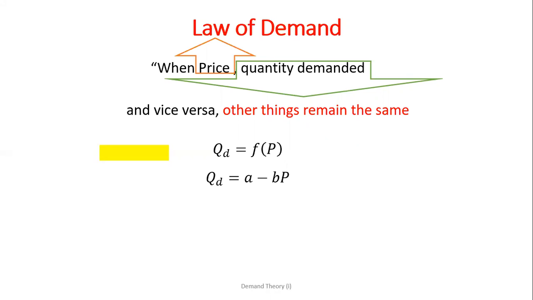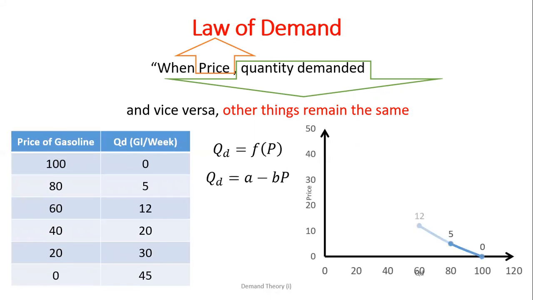Let's understand it with the help of a table. Let's assume that the price of gasoline was rupees 100. The consumers assume that this price is very high. Therefore, they did not buy any quantity of this commodity at this price. When price decreased to 80, the quantity demanded increased to 5. Price further decreased to 60. The quantity demanded responded by increasing to 12 and so on.